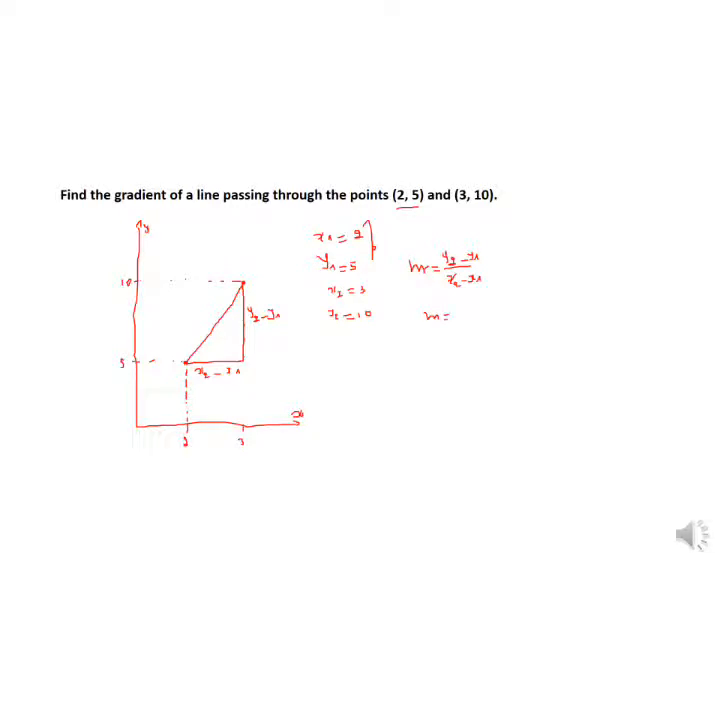So now what is y2? y2 is equal to 10 minus 5 over x2 is equal to 3 minus 2. So which is equal to 10 minus 5 we get 5, 3 minus 2 we get 1, and now the slope is equal to 5. Yes, m is equal to 5. This is how you can calculate the slope between two points. It means that the slope is equal to the change in y over the change in x.